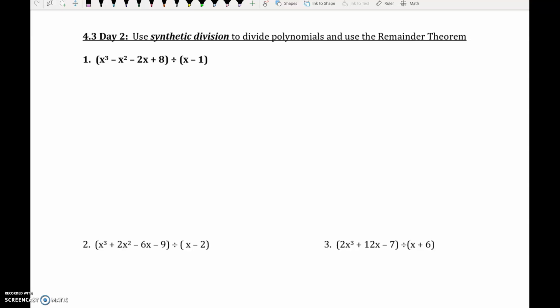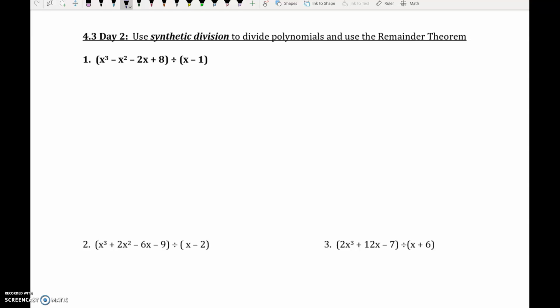Long division uses multiplication and subtraction. Synthetic division uses addition, and I think there's a lot fewer mistakes when you're adding things than when you're subtracting with negative numbers. The one con to synthetic division is that you can only divide by first degree binomials. So it can only be a plain x and a number, a two-term binomial that's first degree. If it's like dividing by x squared, you can't use synthetic division for that.